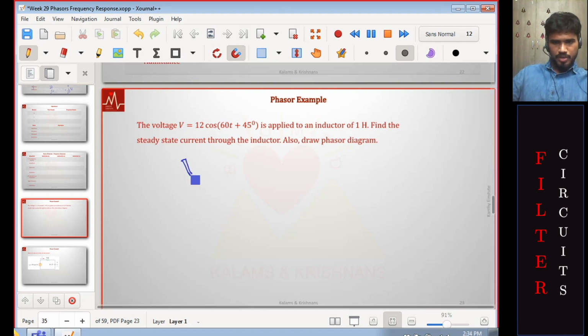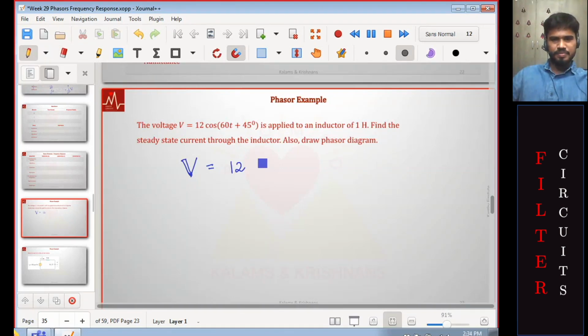The complex number corresponding to this is 12 at an angle of 45 degrees. We don't worry about omega. We don't worry about time. We only worry about amplitude and phase. Okay, this is the voltage phasor.